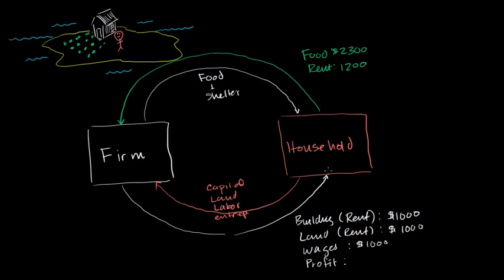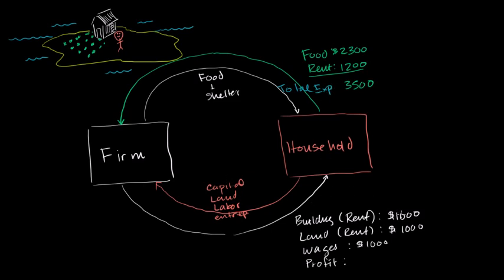So a couple of ways to think about it. You can look at it from the household's point of view. What are his total expenditures? Well, total expenditures come out to $3,500. So this is total expenditures for this household. And what's his total income?